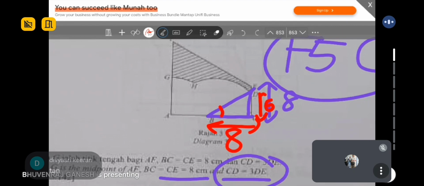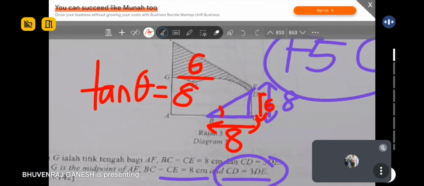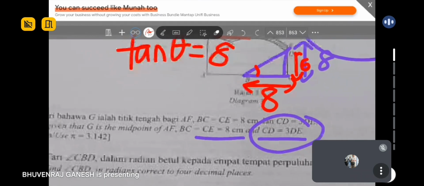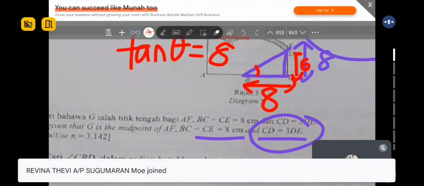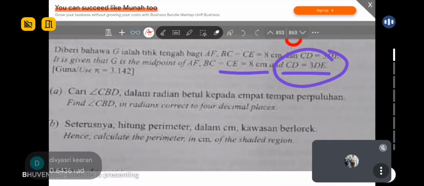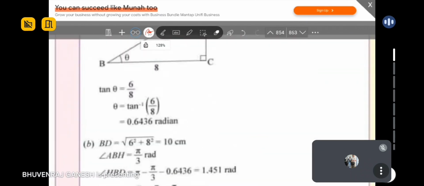Okay, guys, so you want to find this angle. So what you use, guys? Yes, tangent. Okay, so tangent theta equal to 6 over 8. Okay, so you can find theta. Okay, cari nilai theta. So can you all tell me final answer? In radian guys, dalam unit radian, 4 dp. Try to press your calculator and see. So anyone? Okay, very good. The answer is 0.6436 radian. Okay, so this will be your answer.